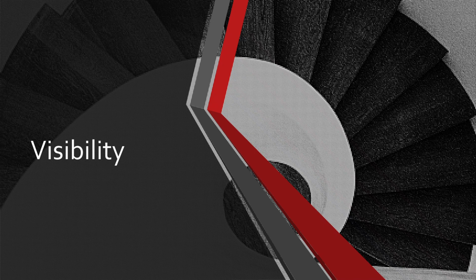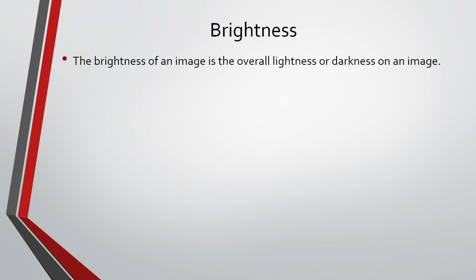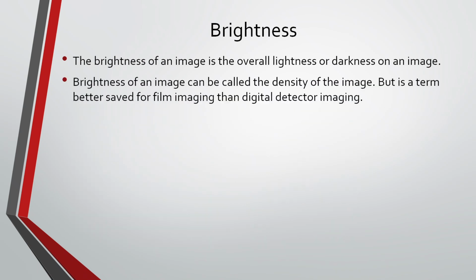So far we have discussed the factors that go into the sharpness of the image. Now we're going to learn about the visualization factors of the image, or visibility of the image. The first aspect we'll talk about is brightness. The brightness of an image is the overall lightness or darkness of an image. Brightness of an image can also be called the density of the image.